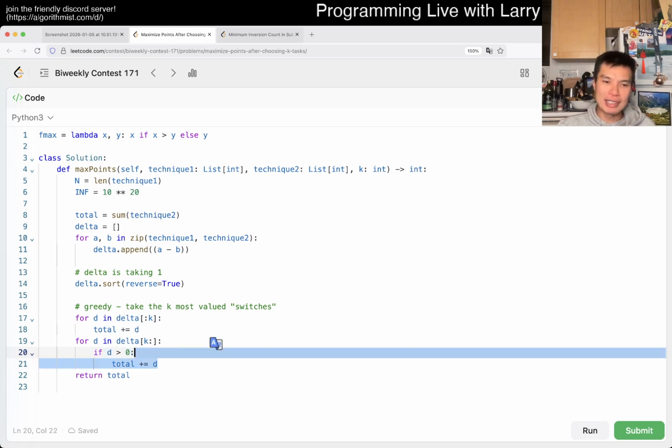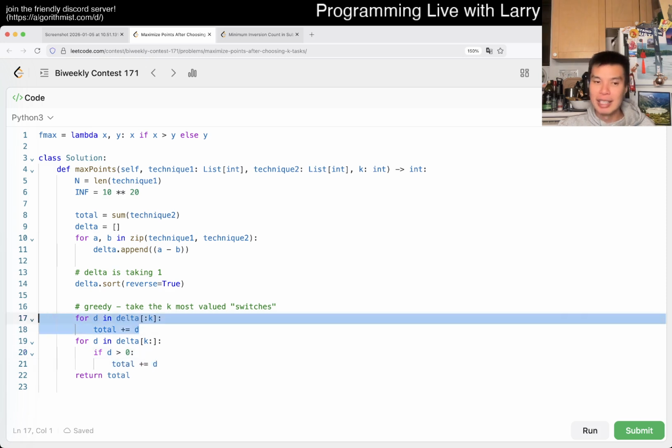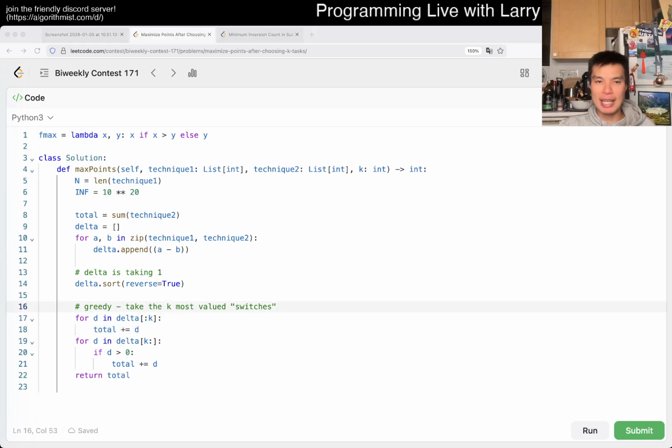The reason why we did it this way is that in this, it may be that they're negative, but you still have to force to take it because you're forced to take k, right? So that's basically it. That's the idea. Yeah, that's it. And of course, because of sorting, this is going to be n log n, but everything else is linear time, linear space, right?